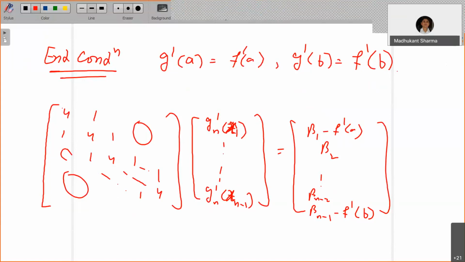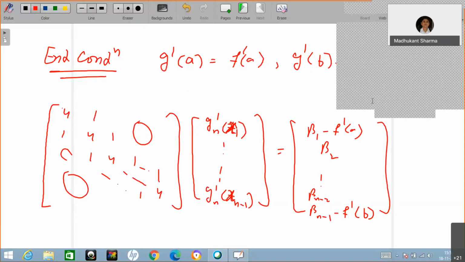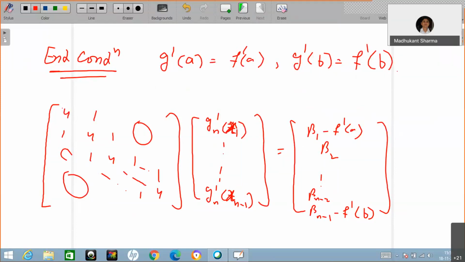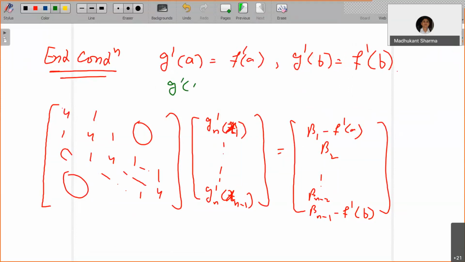Right, so one question is there. Why do we have beta minus f dash of a in this first equation? Because we are now defining the end conditions: g dash of a equals f dash of a, meaning g dash at x naught equals f dash of a, and g dash at xn equals f dash at b. That is how we define the end conditions.